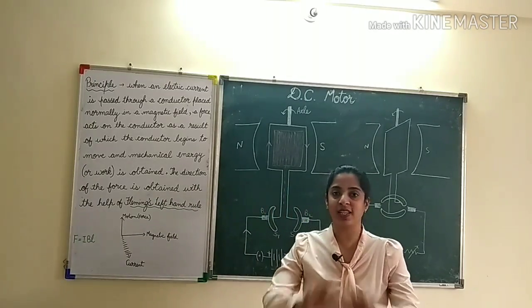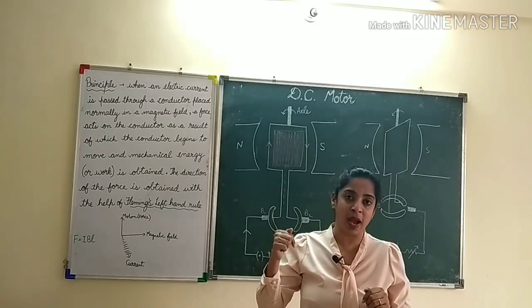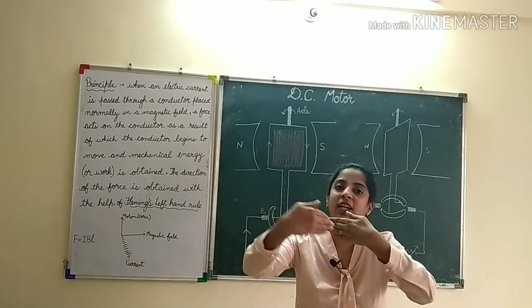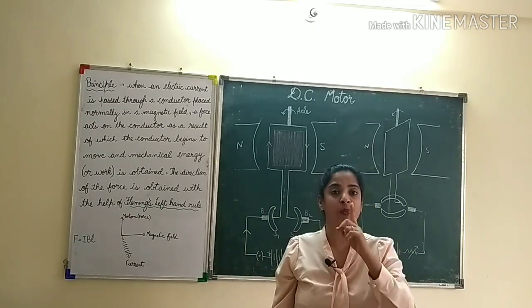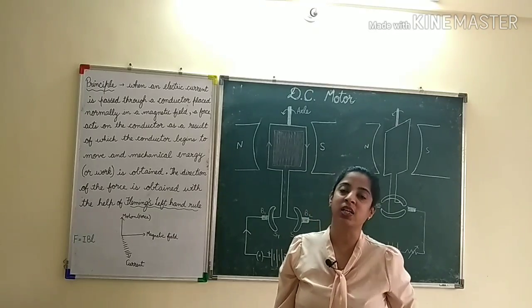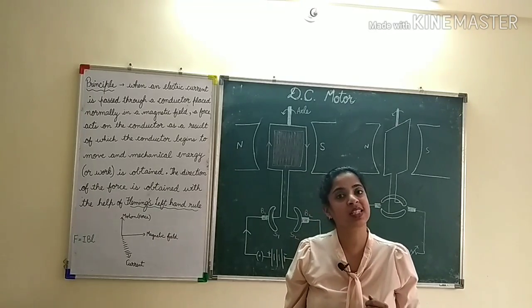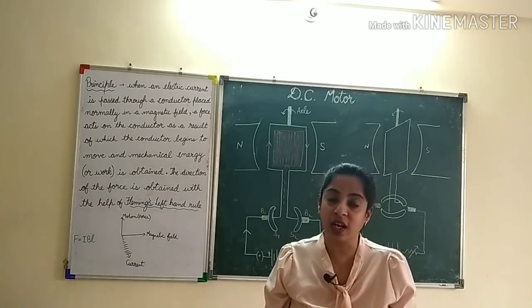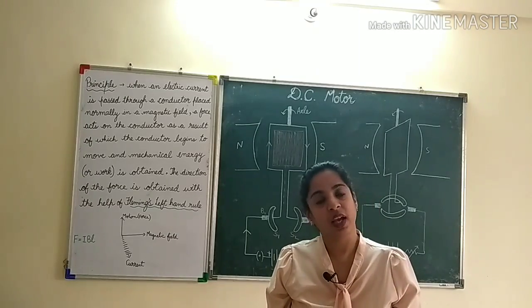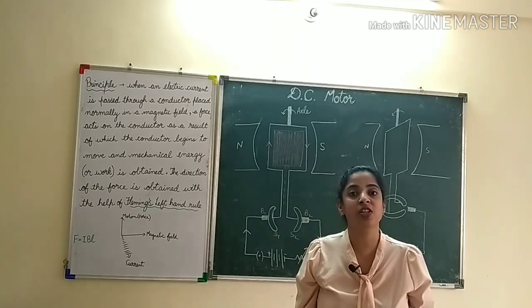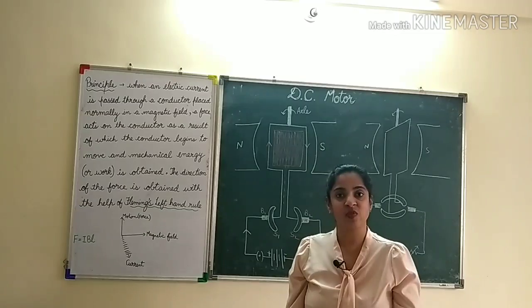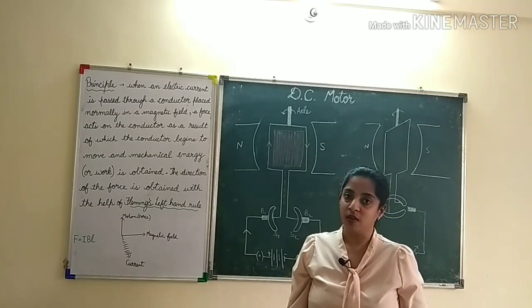So what happens is, there is a magnetic field, and in that magnetic field, at 90 degree to the magnetic field you place a conductor and pass current through it. When you pass current through a conductor that is placed normally in the magnetic field, it starts rotating, and that is where we get that mechanical work.